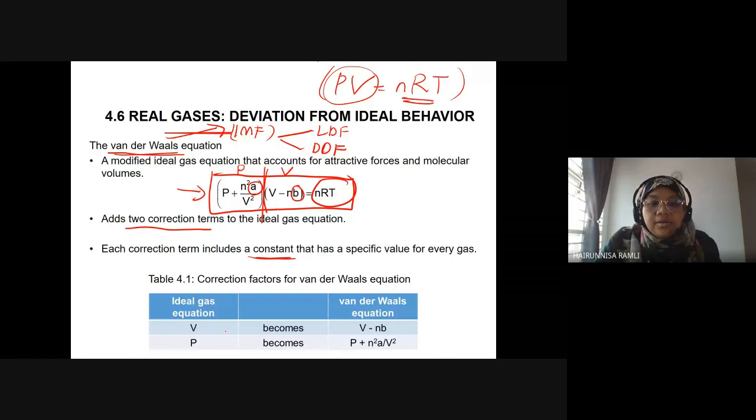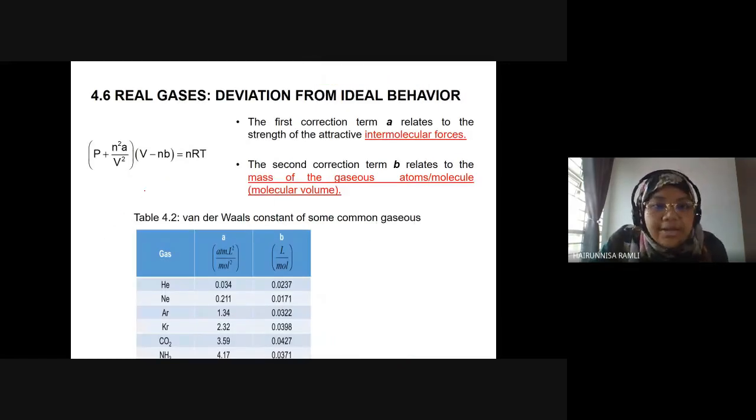Okay, so the correction kat sini kalau you tengok tadi lah. So V becomes V minus NB and pressure becomes P plus N square A over V square. Dia ada perubahan kat sini lah. Okay, and the constant there ada dua tadi kan, A and B. So constant tu jangan risaulah. Dia akan bagi the constant A and B for each gases. Setiap gas constant dia berbeza-bezalah.